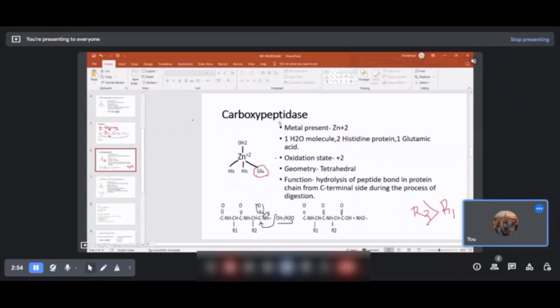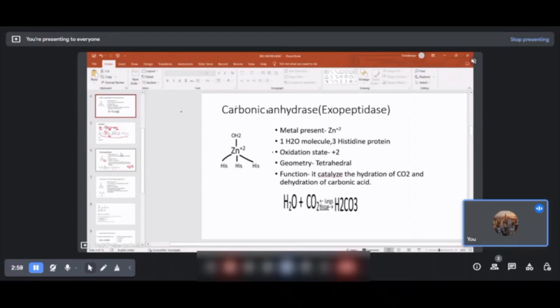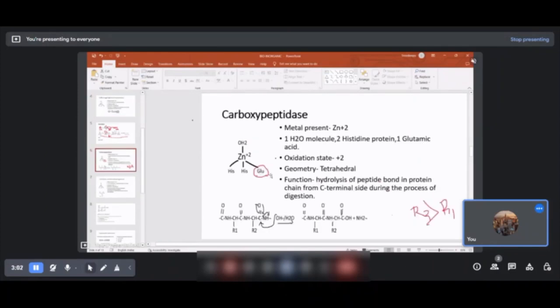Next, we have carboxypeptidase. It is the same as that of carbonic anhydrase. The only difference is that here, instead of three histidine proteins, we have one glutamic acid, and obviously the oxidation state is +2 of Zn, and it also shows a tetrahedral geometry. The function of this carboxypeptidase is the hydrolysis of peptide bonds in the protein chain from the carbon terminal side during the process of digestion.